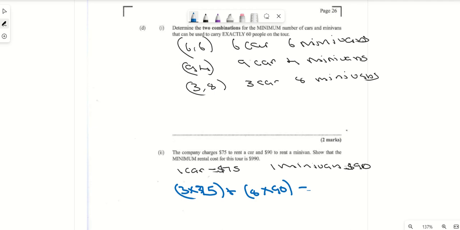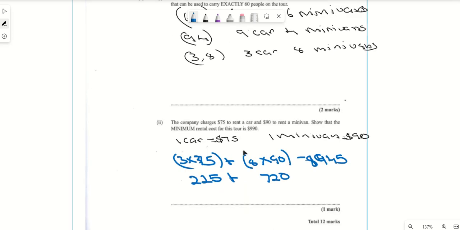3 multiplied by 75 is 225, plus 8 multiplied by 90 is 720. If we add this 720 plus 225, it is equal to $945, right? Then you want it to be 990, okay guys?